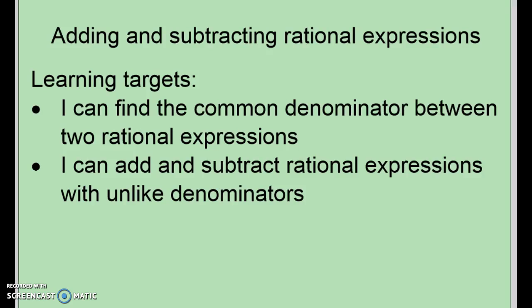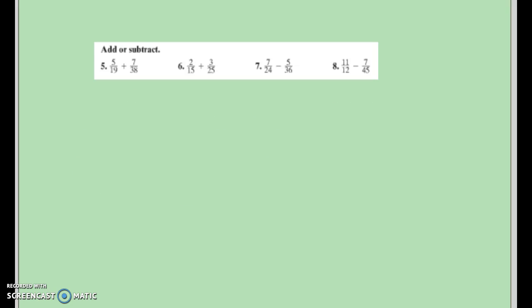All right, here we're going to be adding and subtracting rational expressions. Remember, rational expressions are things that can be written kind of as a fraction with a polynomial in the numerator and a different polynomial in the denominator. So our learning targets for this section is I can find the common denominator between two rational expressions, and then I can add and subtract the rational expressions even if they have unlike denominators.